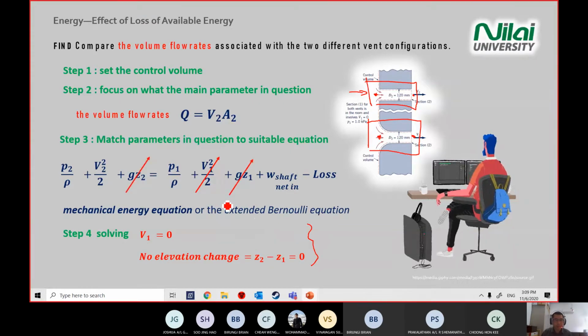The second one is that we cancel out these two, because when you move the right hand side to the left, you'll get g times Z2 minus Z1. Because we know that there's no change of elevation, this term will become 0. So that's why we can cancel this one. All right.